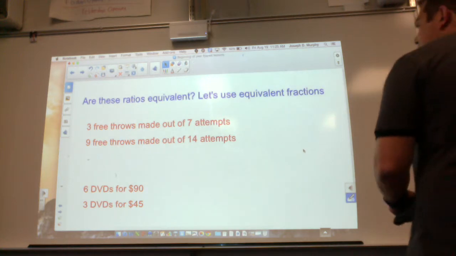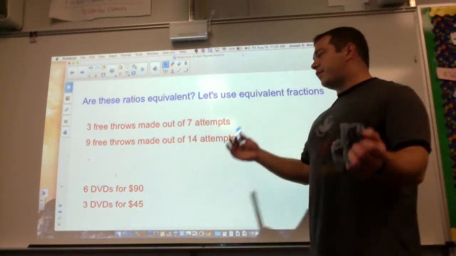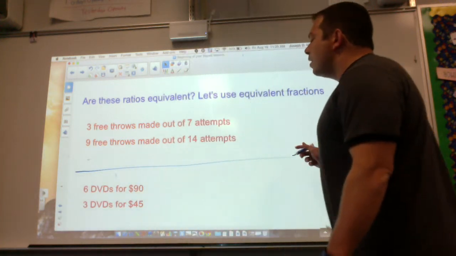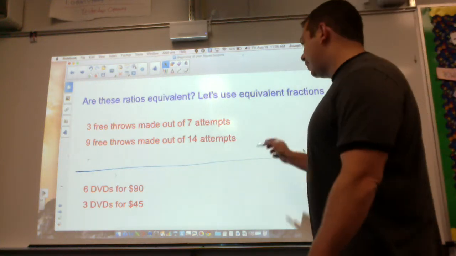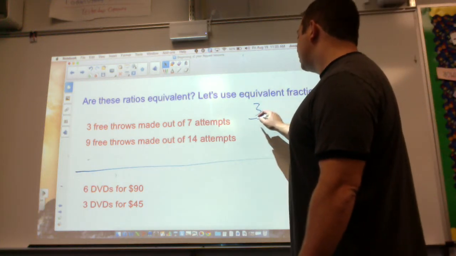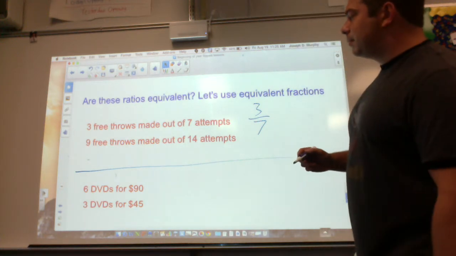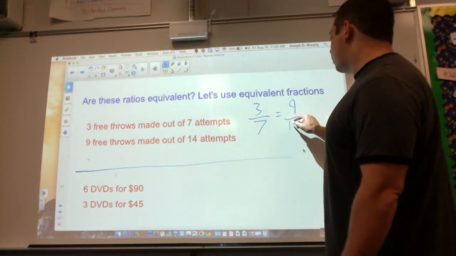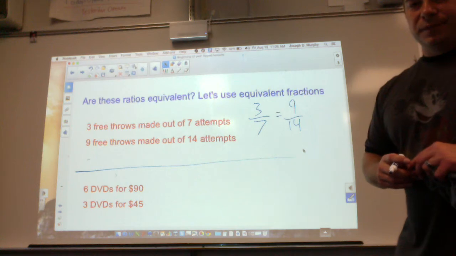All right, now we're going to see if these ratios are equivalent, but we're going to use equivalent fractions instead. I can put 2 problems on the same page. So, 3 free throws made out of 7 attempts. That's not really that great. So it's 3 out of 7. 9 free throws made out of 14 attempts. 9 out of 14. The question is, are these ratios equivalent?